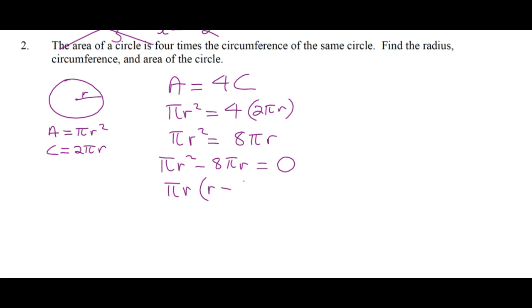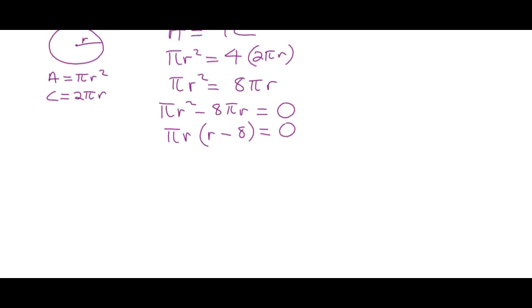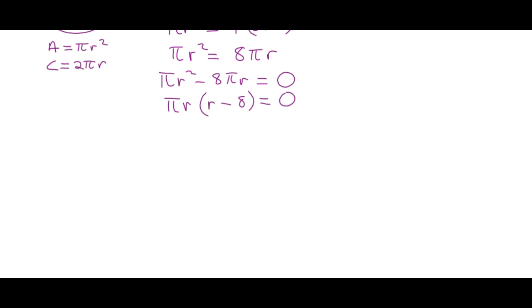Okay, what do we got? r minus 8 is equal to 0. Okay, what's the next step? Divide both sides by pi, right? Because what is pi? It's a constant. It's a number, right? It's like 5. So we can divide both sides by pi. r times (r minus 8) equals 0. So either the radius is 0, what do we do with that? Can't be 0, right? Or the radius is 8.